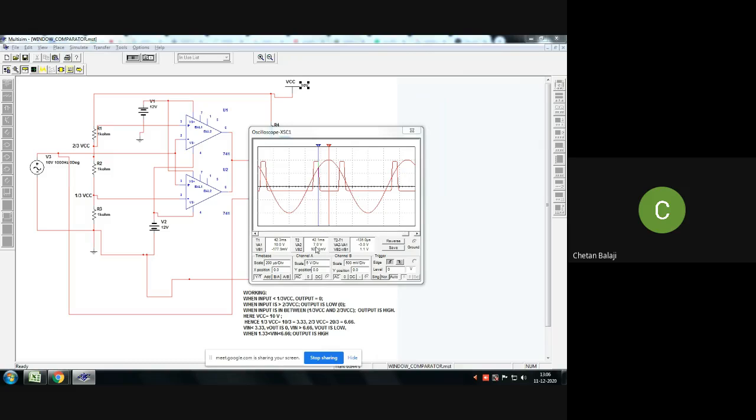Output is 1. If it is less than 3.6 or greater than 6.6, output is going to be 0. This particular portion is called the window. Hence it performs comparison of two values. It is called a window comparator. This is a non-inverting comparator because input is given to the plus point here. Since input is given to the minus here, that is an inverting comparator. So the window comparator is a mixture of both inverting as well as non-inverting comparator.